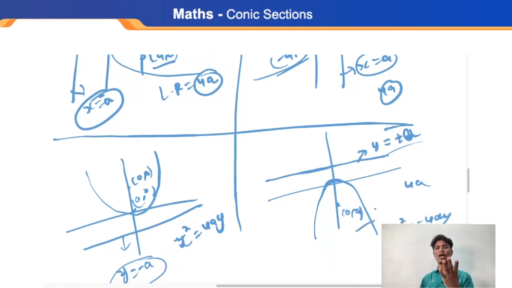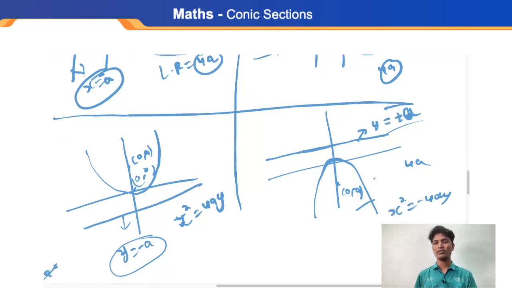So there are 4 types of parabolas. The first parabola is y square equal to 4ax. The second parabola is y square equal to minus 4ax. The third parabola is x square equal to 4ay. And the fourth parabola is x square equal to minus 4ay.